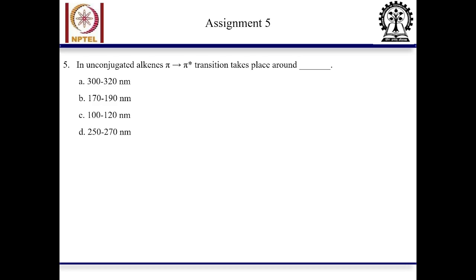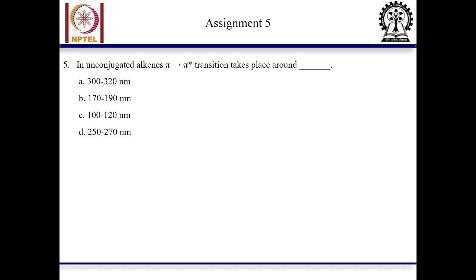Anyone else who has a different answer than Sweta? Oh, Sunil is also saying D. Okay, so the answer is different from what Sunil and Sweta are saying.